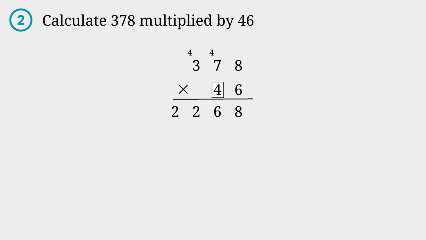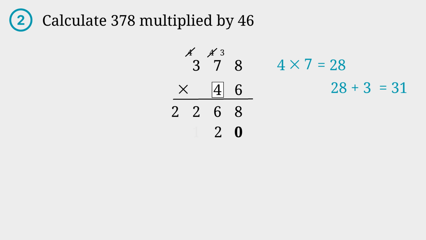Draw a line through all of your small numbers because you're not going to use them, and write a 0 under the 8 here. You need to do all of this when moving on to the next digit. 4 times 8 is 32. Write the 2 in the new line and a small 3 at the 7. 4 times 7 is 28, and add the 3 to give you 31.